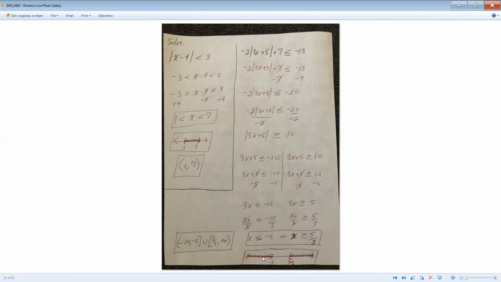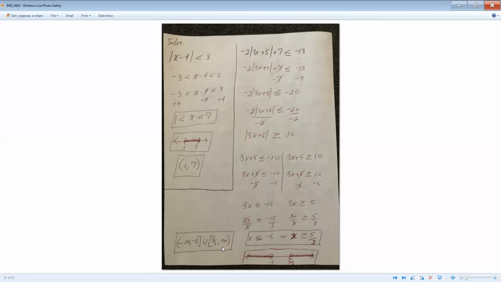And so the way we will set up our graph, we have shading to the left from negative 5 to negative infinity, then shading to the right from 5/3 to positive infinity. And then that should be reflected in our interval notation, in which we have negative infinity to negative 5, using the bracket on the negative 5 because we have the or equal to symbol. And then the union sign, which represents or. And then 5/3 to positive infinity using a bracket on my 5/3. Don't forget negative infinity and positive infinity will always have parentheses.